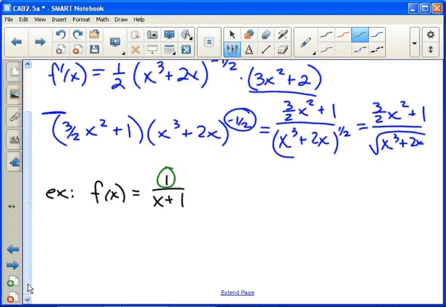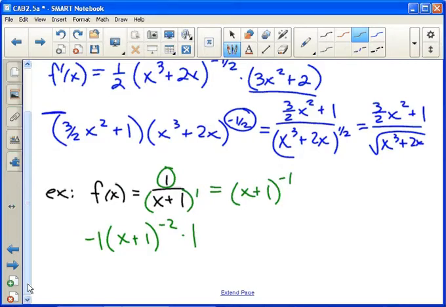Because if you look, x plus 1 to the first on the bottom can be rewritten as (x plus 1) to the -1 on top. Now hopefully you can see how it's a chain rule problem. We've got an outside function, that's the -1. And then we multiply by the derivative of the inside, which is just 1. So really this is just -1 times (x plus 1) to the -2, or if you prefer, -1 over (x plus 1) squared.